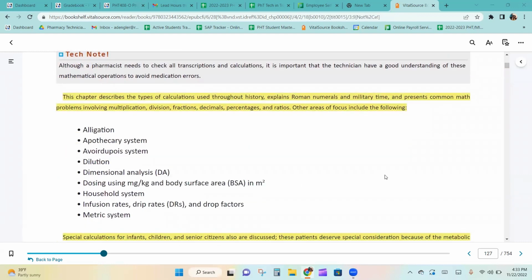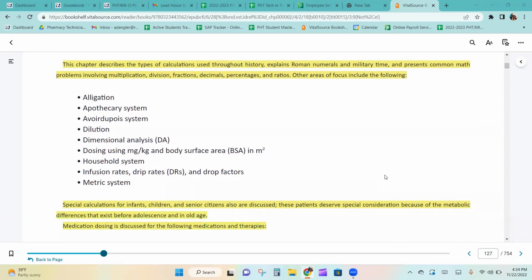This chapter will describe the types of calculations used through history, Roman numerals and military time, common math problems, including multiplication, division, fractions, decimals, percentages, and ratios. We will also focus on these areas: alligations, the apothecary system, the avoirdupois system, and dilution. Dimensional analysis we don't cover here, but I'll explain why later. And then dosing using milligram per kilogram and body surface area, household system, infusion rates, drip rates, and drop factors, and the metric system.